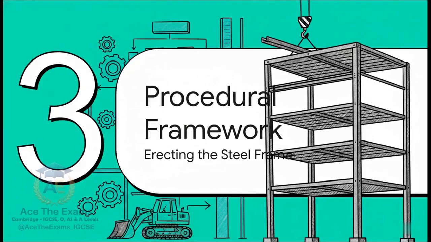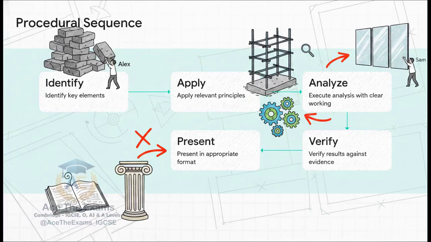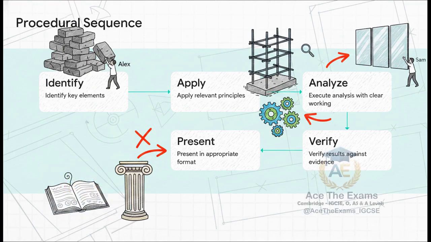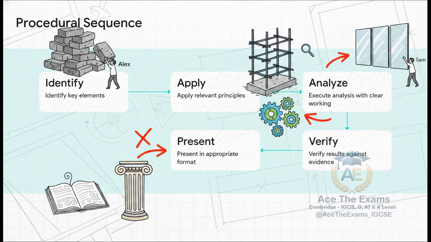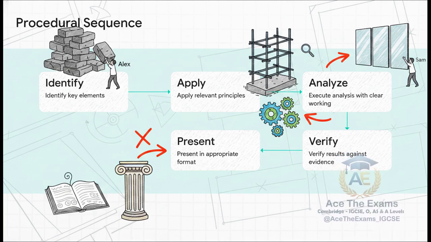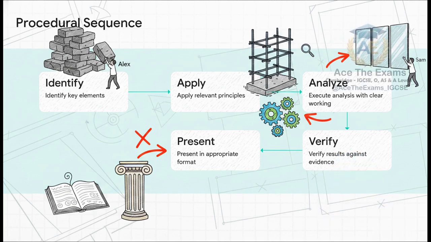Phase 3. The procedural framework methodology. It's time to start erecting the steel frame. According to the syllabus, you have to weld your argument using an exact 5-step procedural framework. Now, a lot of students, like our friend Alex, make the fatal mistake of stopping at step 1. They just identify the key elements, dump a bunch of definitions onto the page, and call it a day. Others try to skip straight to step 4, throwing in fancy evaluative sentences without ever laying the groundwork or addressing the core command words. Both of those approaches lead to a total structural collapse.